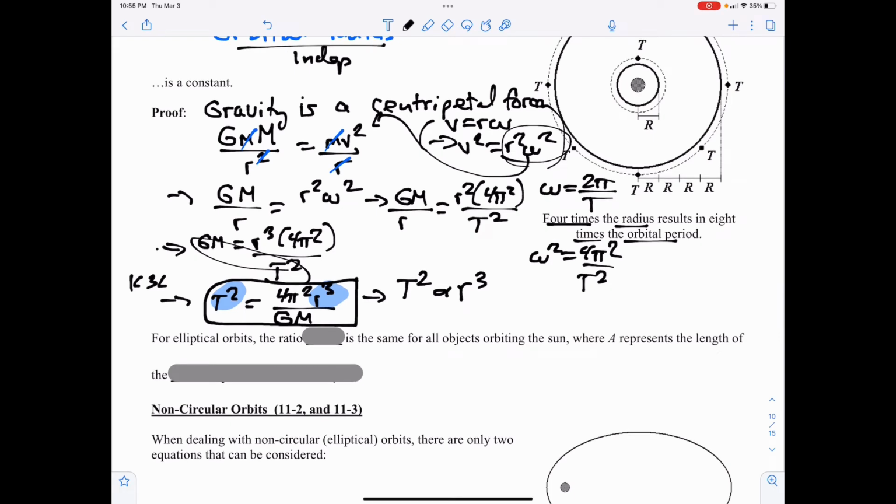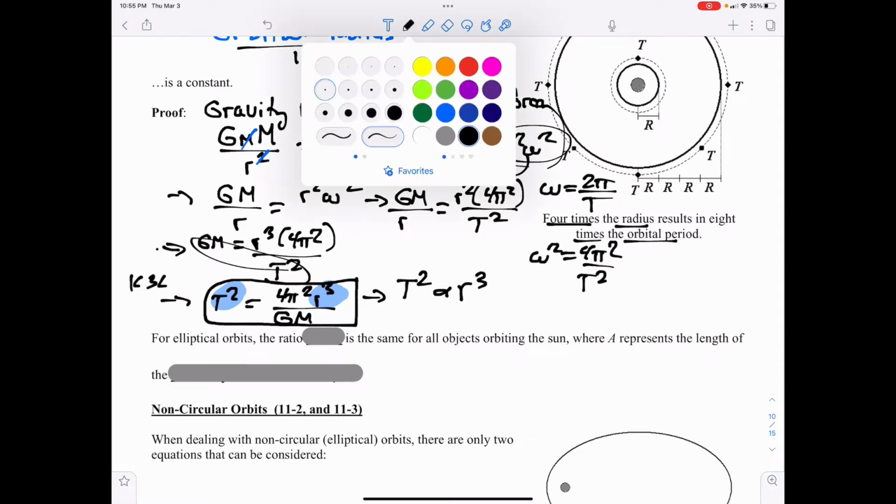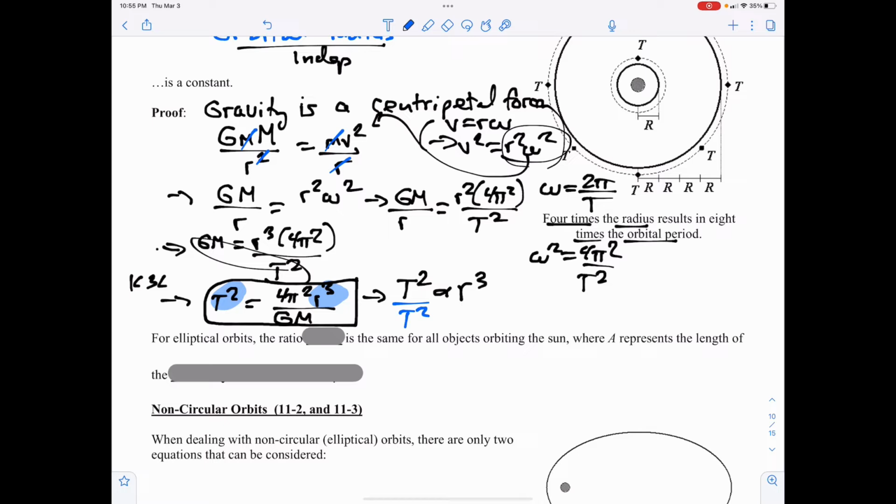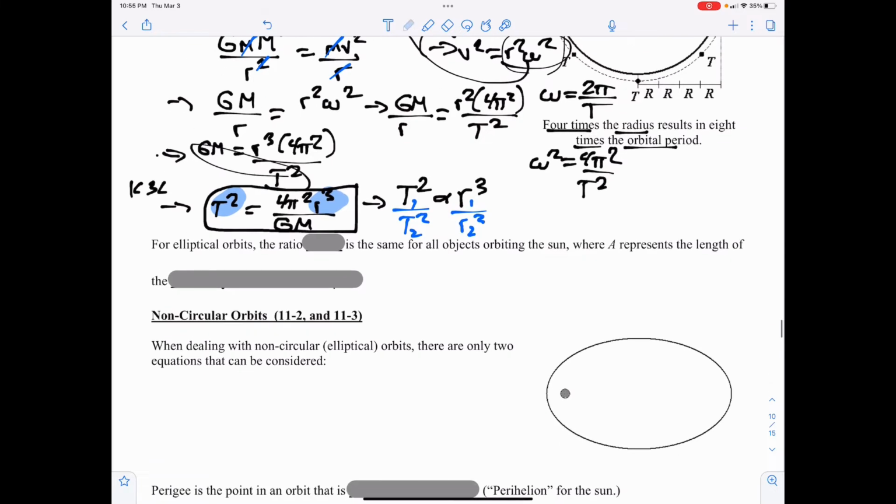Now you can relate this to different stars with different orbital periods by just setting up a proportion. In that case, you would have T squared to T squared, r cubed to r cubed, object 1 to object 2, if you're comparing two different stars or planets with different orbital radii and different orbital periods. For elliptical orbits, the ratio of T squared to a cubed is the same for all objects orbiting the sun, where a represents the length of the semi-major axis.